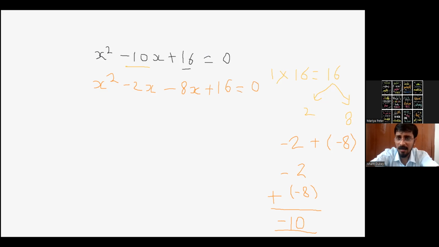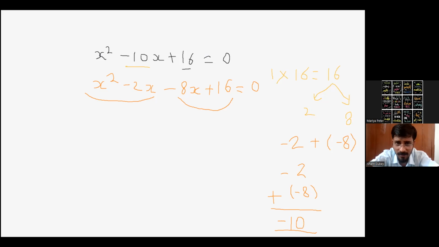Now what can you do? You have to take common terms, because some of the terms will have something in common. So I will take these two terms, and these two terms. From these two terms, I am going to take something common. So what will come common?